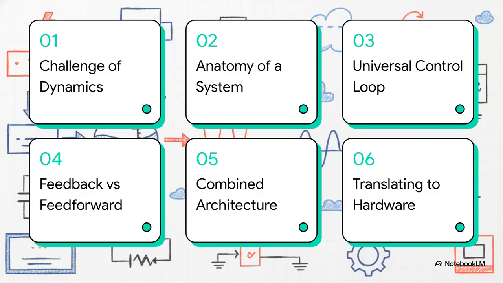Here is our roadmap for today. We're going to start with the challenge of dynamics, break down the actual anatomy of a system, and then explore the universal control loop. After that, we'll compare feedback versus feedforward strategies, look at an ultimate combined architecture, and finally translate all of this mathematical logic into physical hardware components.